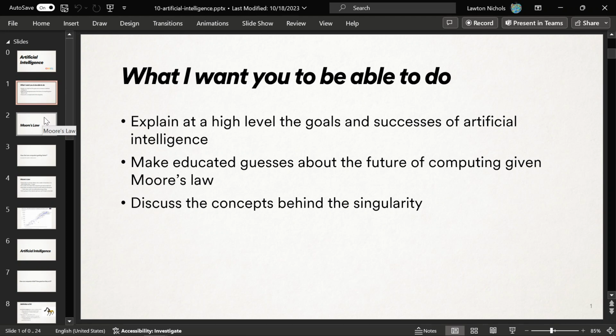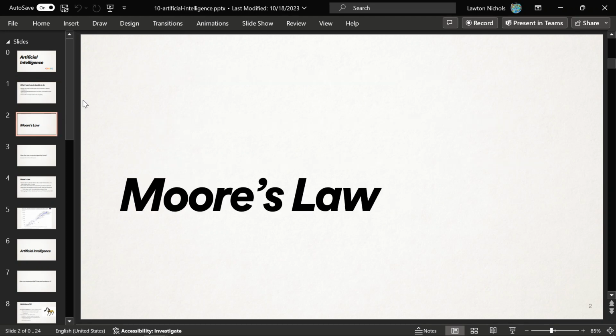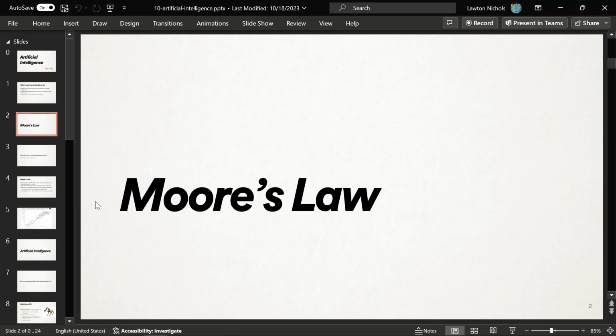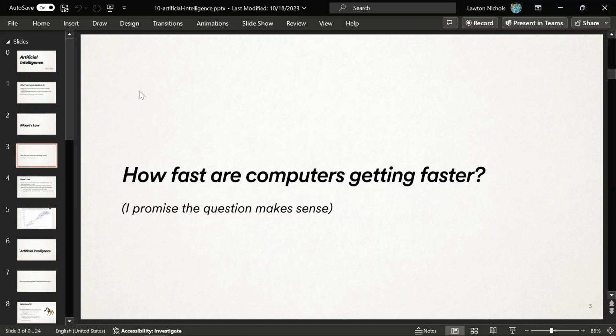So I'm excited. To get there, we need to talk about something that's not really a law; it's like a hypothesis. The full name is called Moore's Law. I'll tell you about it. It's an interesting idea. It's answering the question of how fast computers are getting faster. Because to do artificial intelligence, you need a powerful computer. Computers didn't used to be so powerful. So how fast are they getting faster, more powerful? I promise that's a question that you might want to ask.